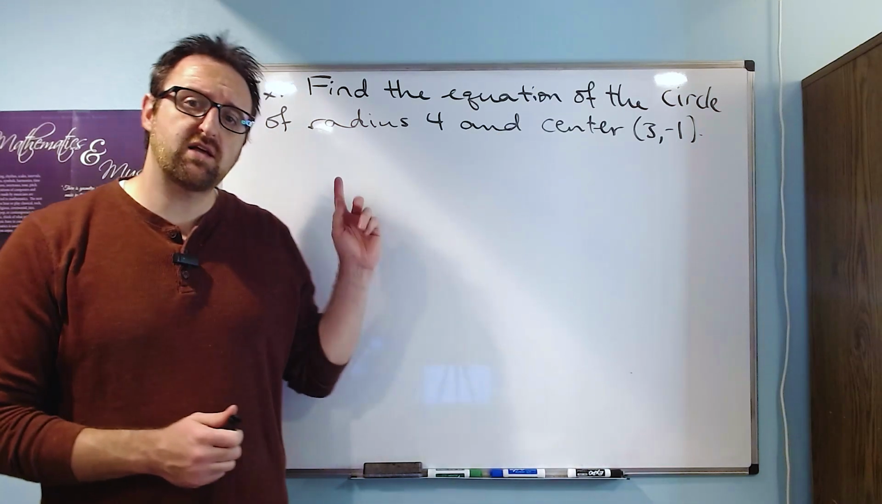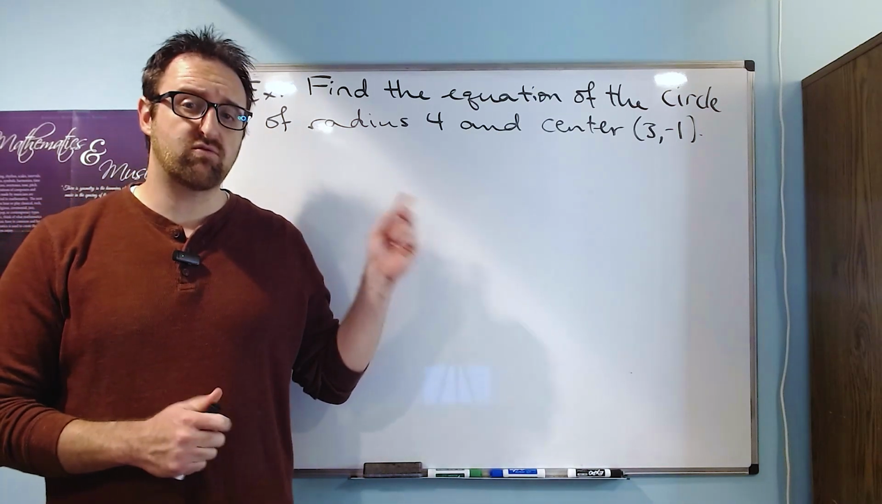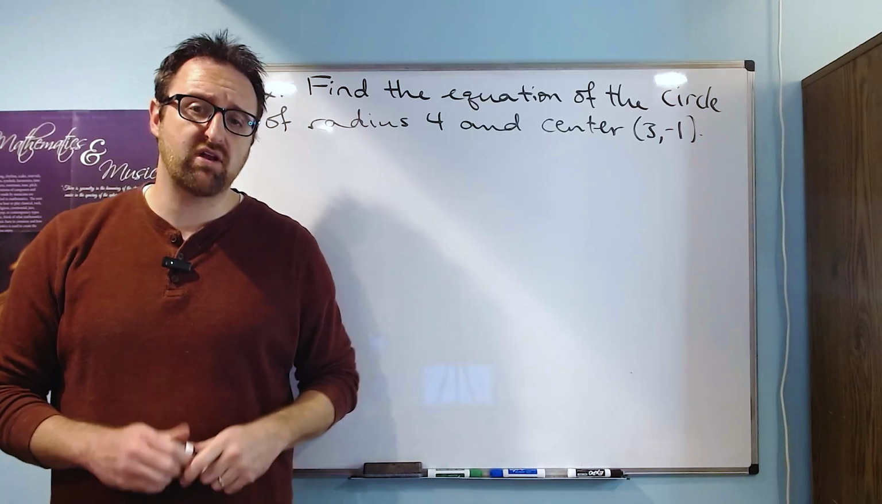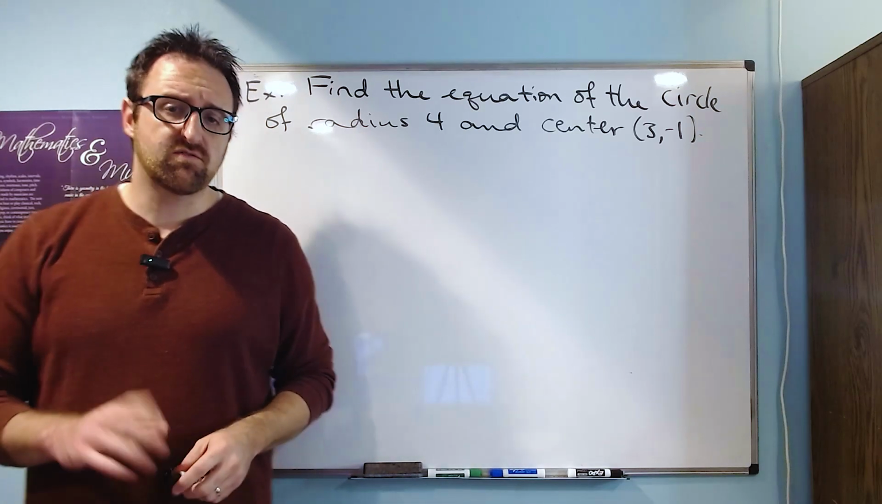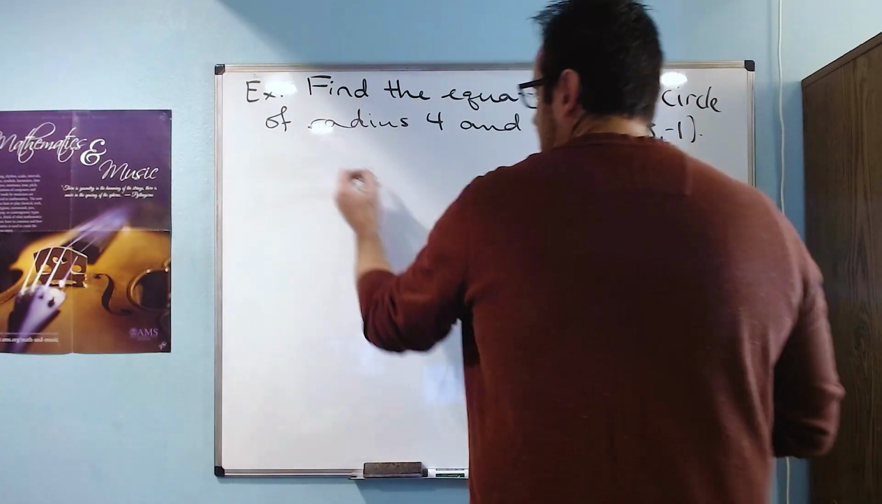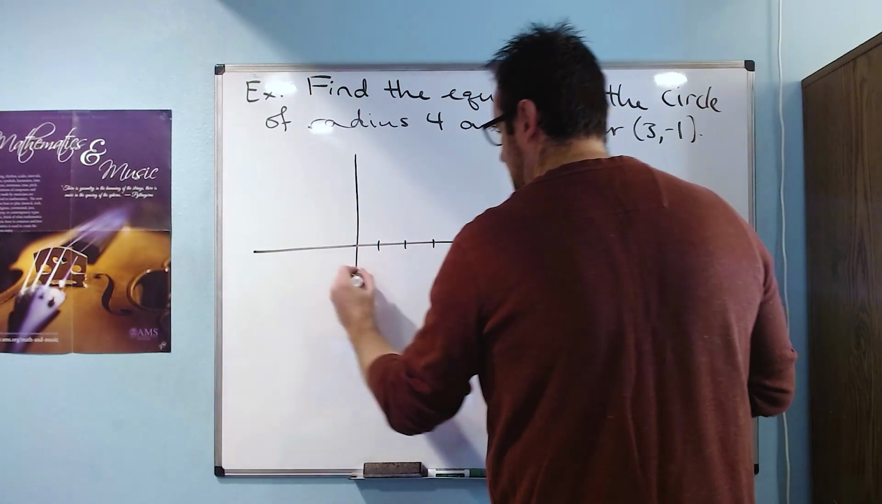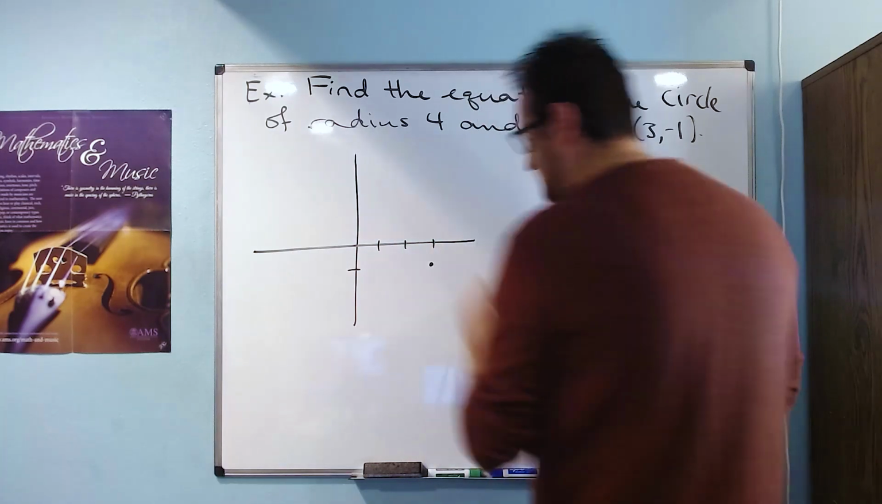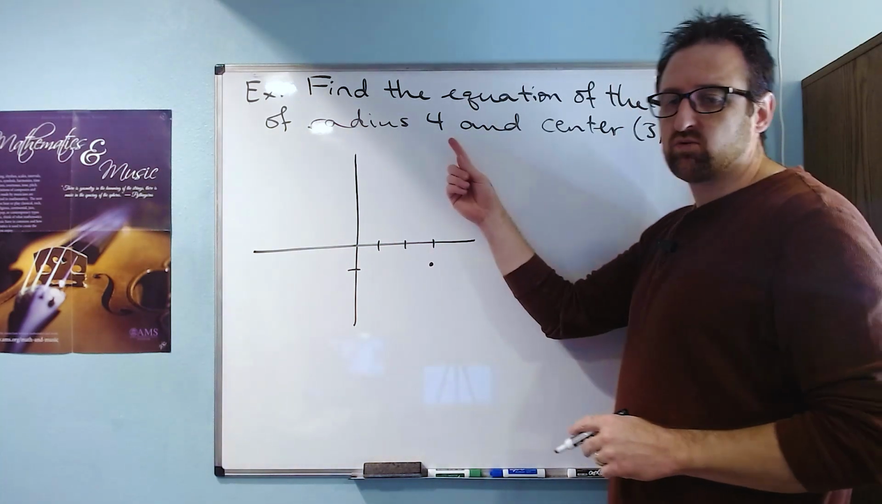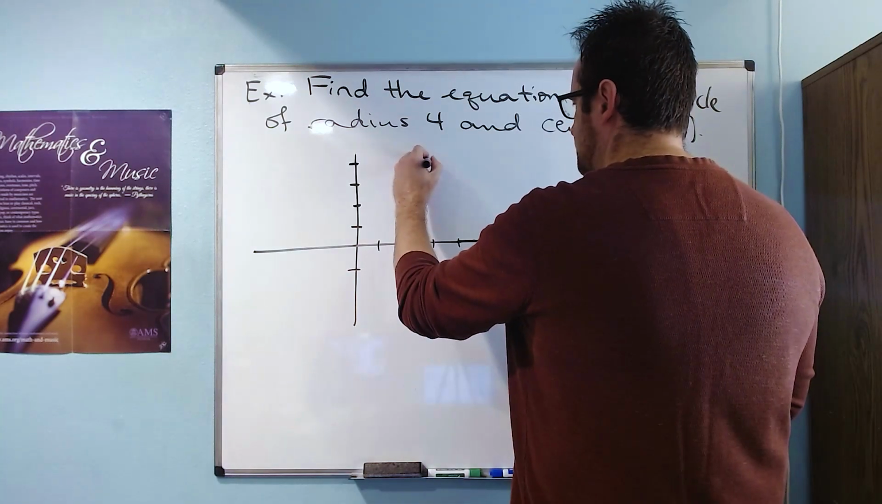So here we're going to take a look at the equation of a circle of radius 4 that's centered at the point (3, -1). So the first thing we need to do is plot the point (3, -1). So we come out here, we go 1, 2, 3, and then -1. This is where the center of the circle is going to be. Now it has a radius 4. We're going to draw this circle.